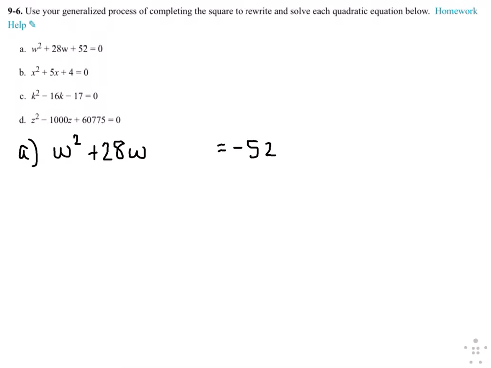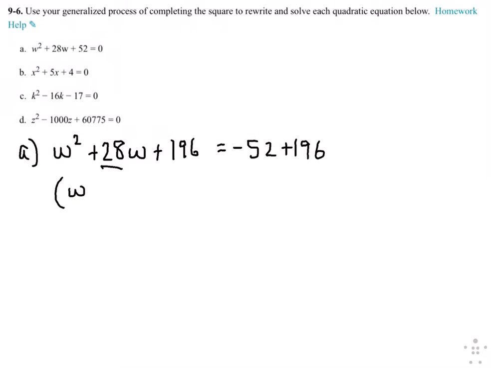Now I take half of the middle term, which is 14, and I square it. If I square 14, I get 196. We're going to add that to both sides of the equation. The reason we're allowed to add 196 to both sides is the addition property of equality. We can add the same value to both sides of an equation.